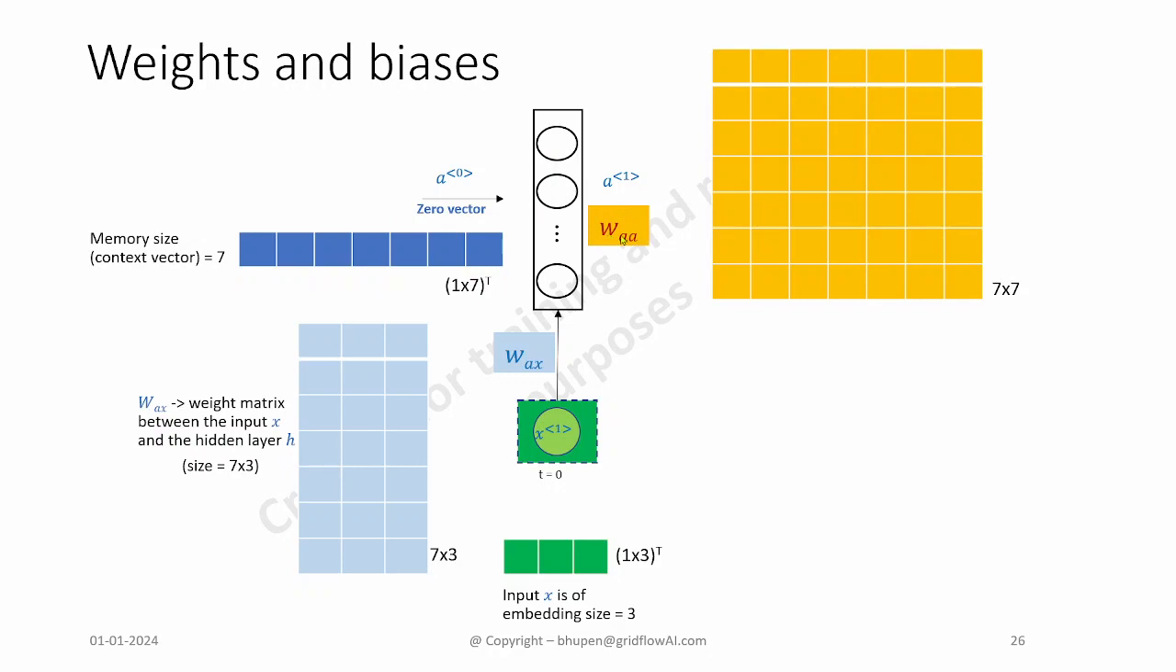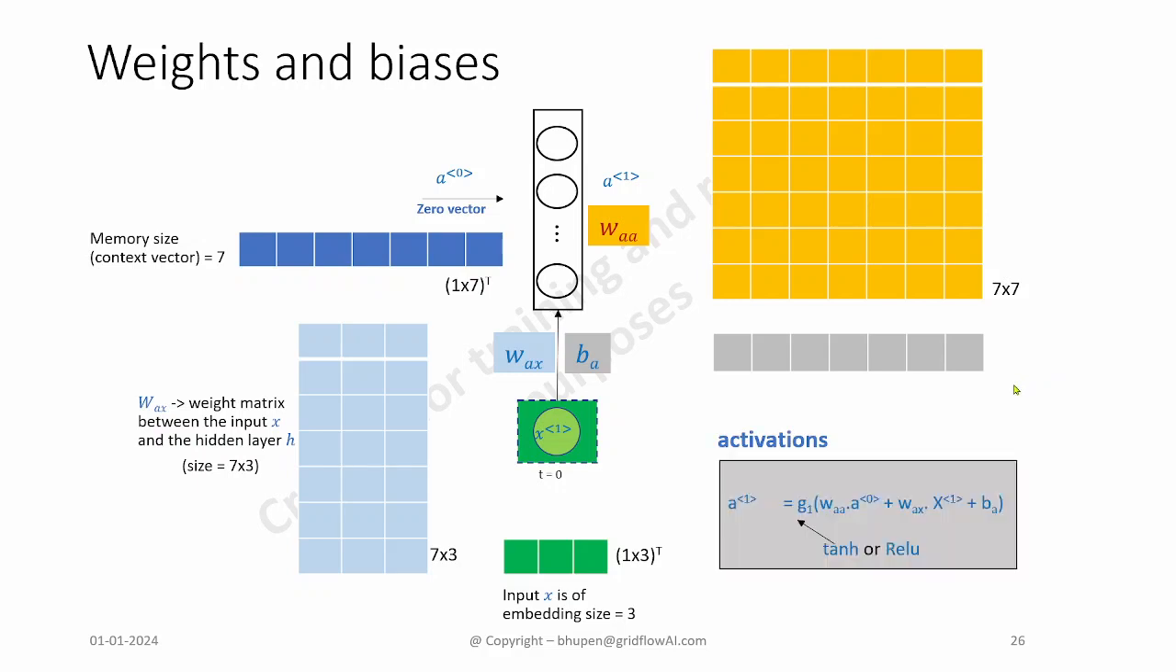And the weights for activation would be 7 by 7, because the next time step also will have these 7 neurons. So this will be 7 times 7. And the bias is a bias to those 7 neurons, so this is also going to be in the same specification, 1 by 7.